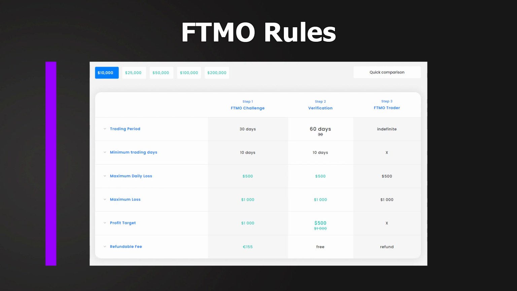The maximum loss per day must not exceed $500, which is 5% of your balance, and the overall maximum loss has to be below 1k. And you win the challenge when your profit is above 1k, which is 10%. It's not easy, but I tried to develop a scalping strategy to pass the challenge.